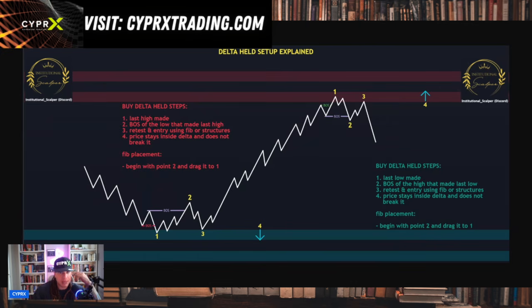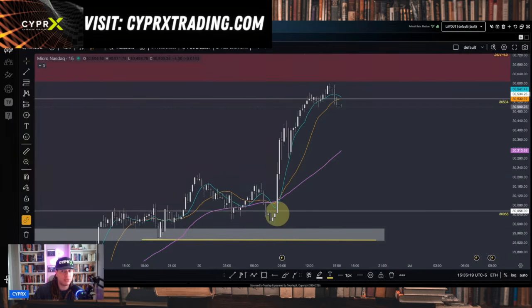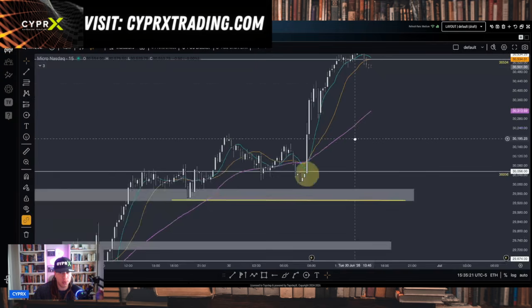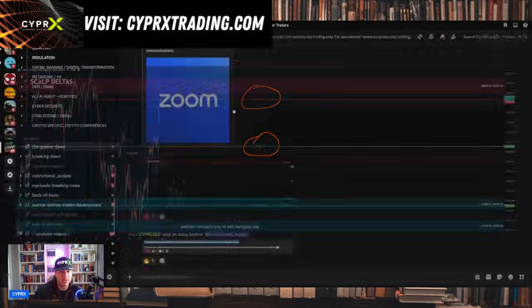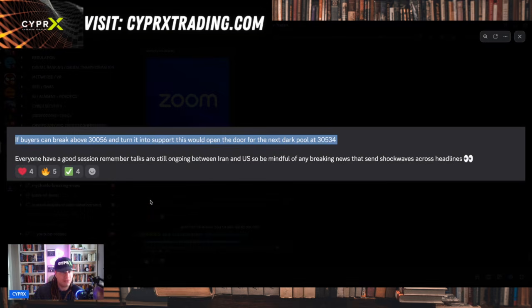And keeping in mind that we gave this level, the 35.6, to our private community members before the session opened. Remember, I said at 7:50 a.m. inside the private CyperX Discord this morning, I said at 7:50 a.m., if buyers can break above the 35.6 and turn it into support, this would open up the door for the next dark pool at the 35.34.